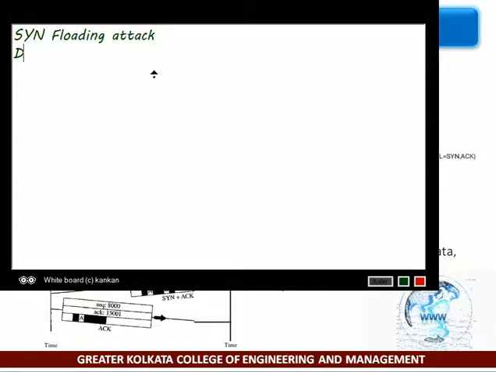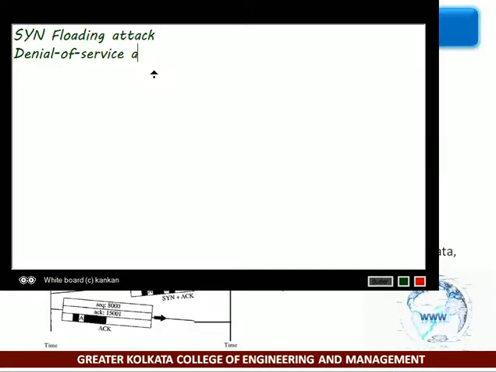Denial of service attack, in which the attacker monopolizes a system, so that many services will collapse.